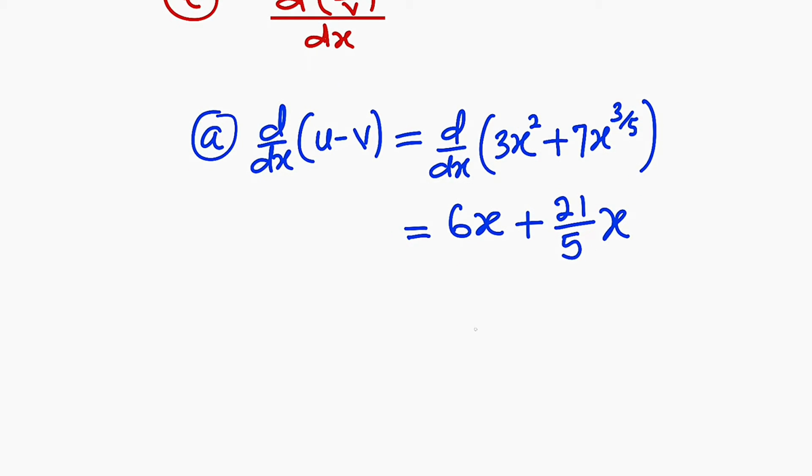So let me compute that. 3 over 5 minus 1, and 1 can be written as 5 over 5. So this is equal to negative 2 over 5. So the power of x is negative 2 over 5, which is going to give us 6x plus 21 divided by 5 multiplied by the fifth root of x to the power of 2. All right, let us move on to the second problem.